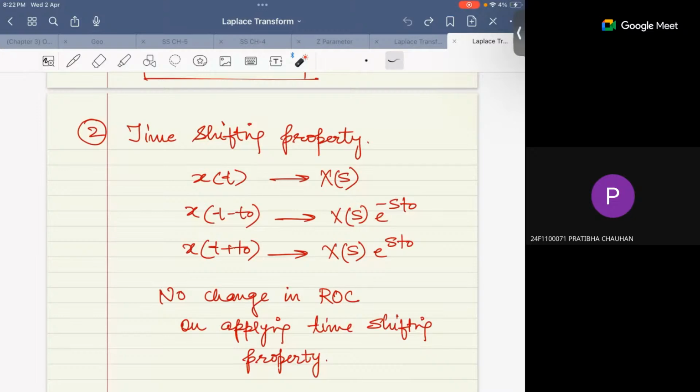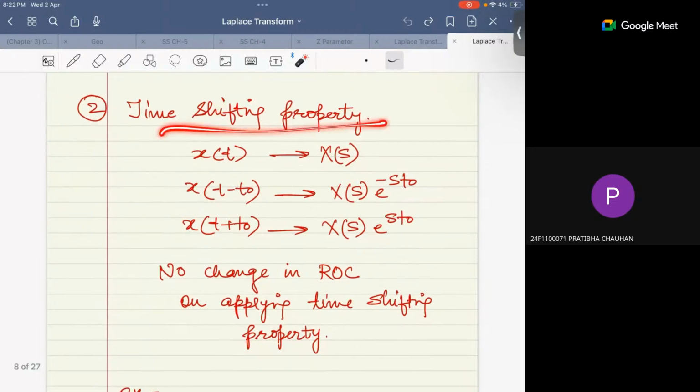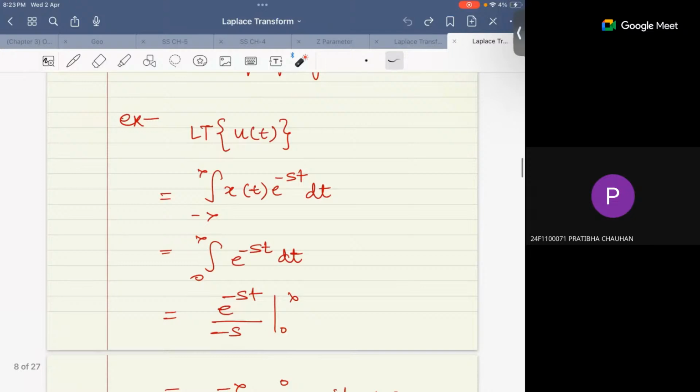The most important thing here is, if you are doing a time shifting in the signal, there won't be any changes in the ROC. So there's a thing to remember. Whenever you are doing anything on S, on the Laplace transform, then only your ROC will get changed. Otherwise, it will not change. So here we are not doing anything on the S, so that's why there won't be any changes in the ROC.